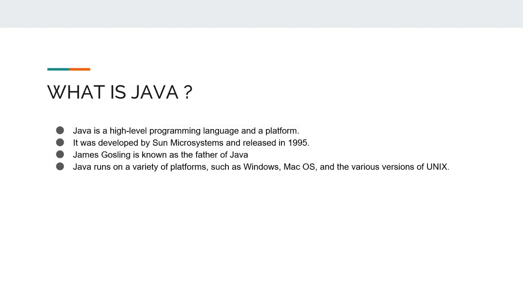So what is Java? It is a high-level programming language and a platform. By platform, it means the Java platform is a collection of programs that helps programmers to efficiently develop and run Java applications. It was developed by Sun Microsystems. James Gosling is the one who developed it, so he is known as the father of Java. It runs on a variety of platforms such as Windows, Mac OS, Linux, Unix, etc.